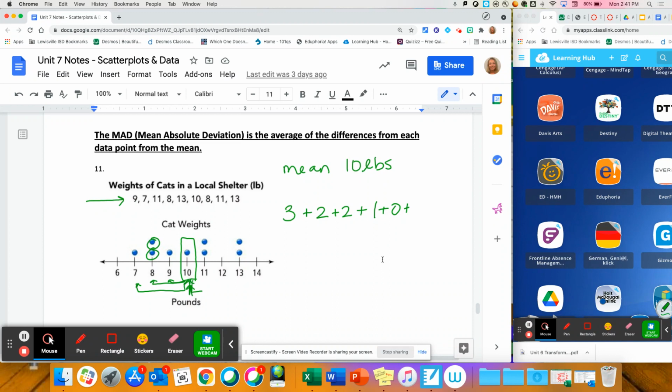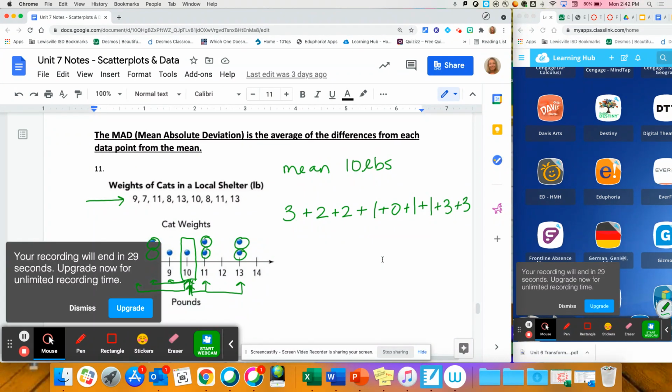And keep going. The difference between 10 and 11 is 1. And there are 2 of those points, so I'm going to do that twice. And the difference between 10 and 13 is 3. And there are 2 of those points, so I'm going to do that one more time. Now we're finding the mean of this information, so I'm going to take the sum of those values and divide by the number of values, which is 9.